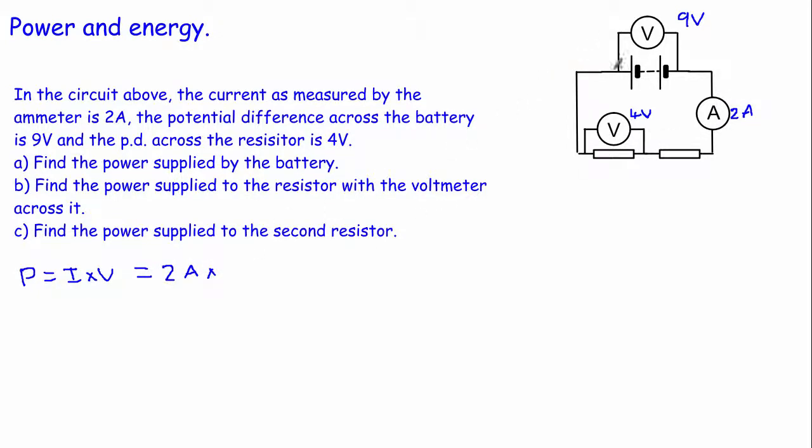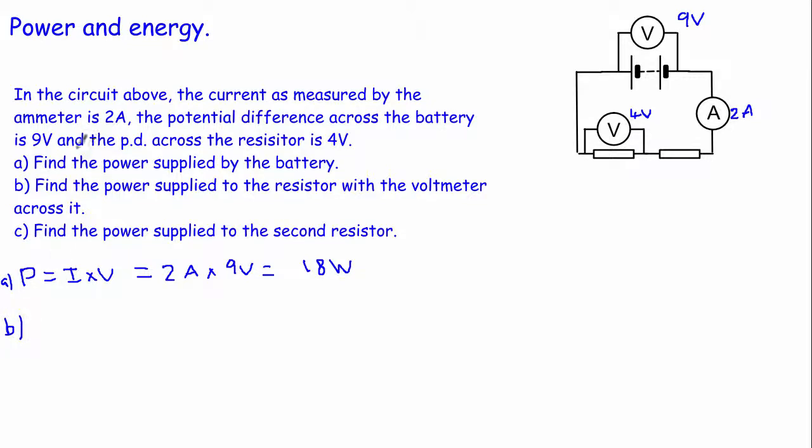Multiply the potential difference across this battery. Well, this voltmeter reads 9 volts, so 2 amps times 9 volts gives me 18, and it's a power, so 18 watts. In other words, this battery is supplying 18 joules of energy every second to this circuit. So that was part A.